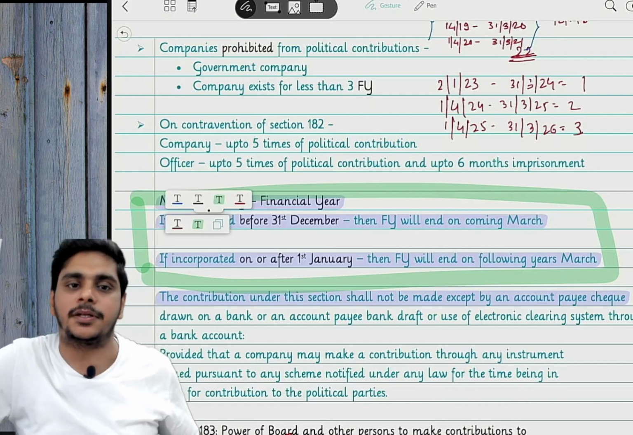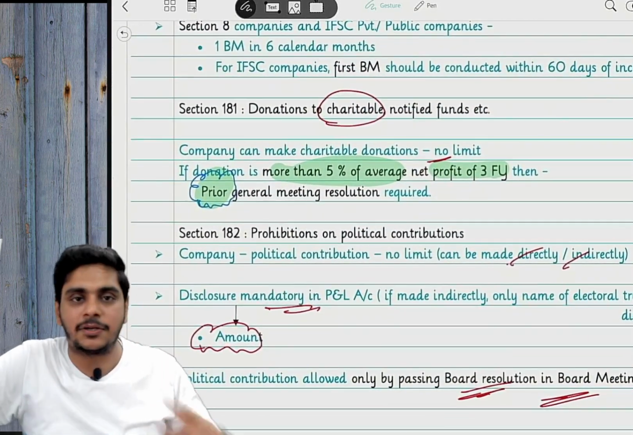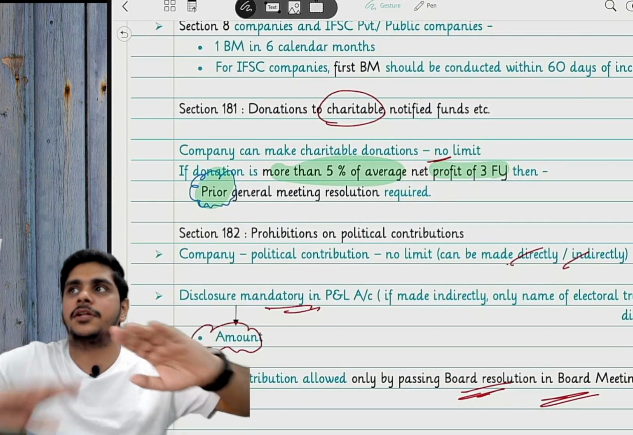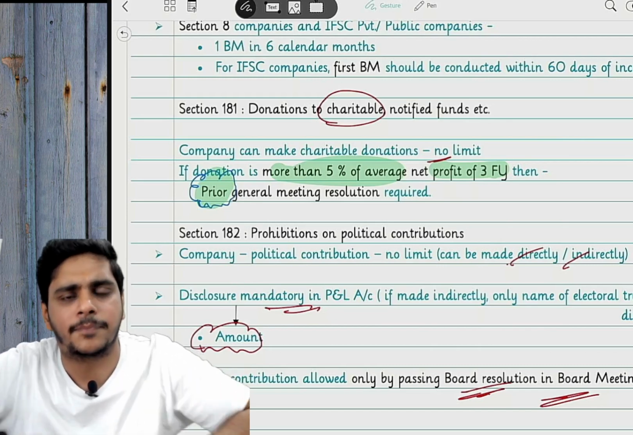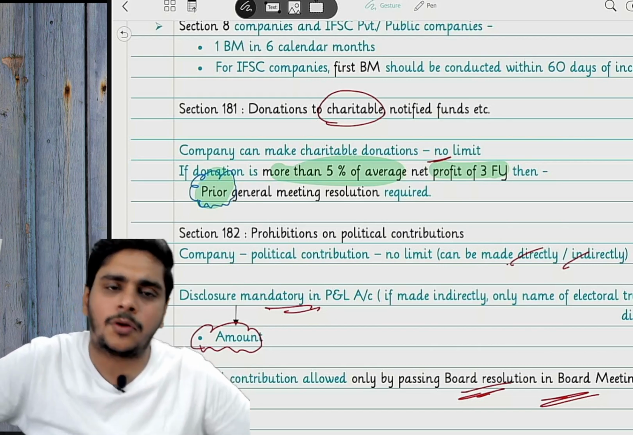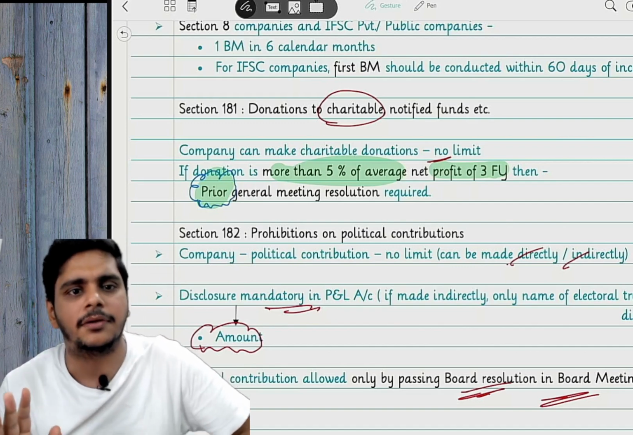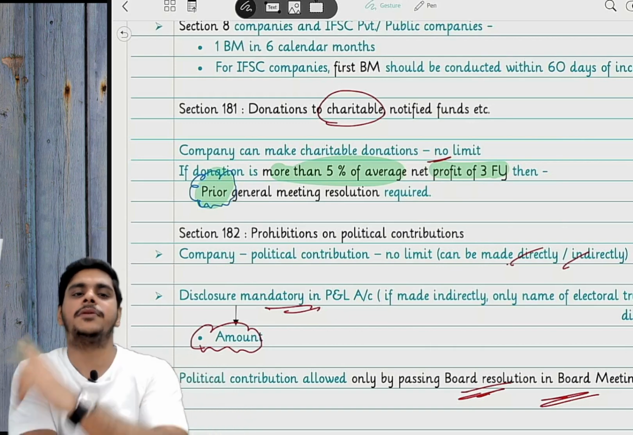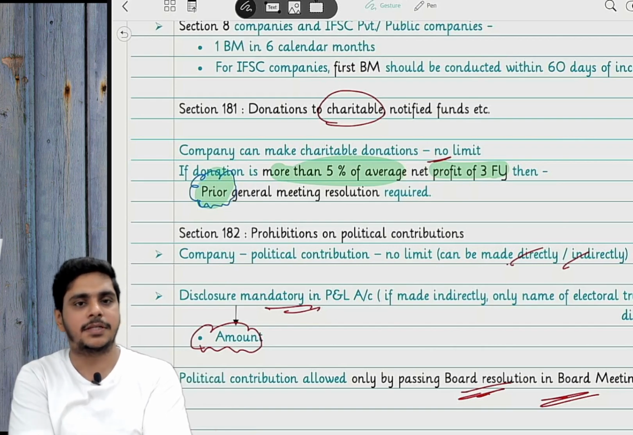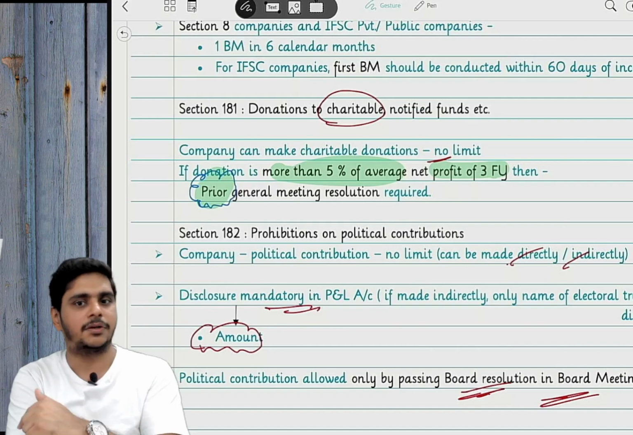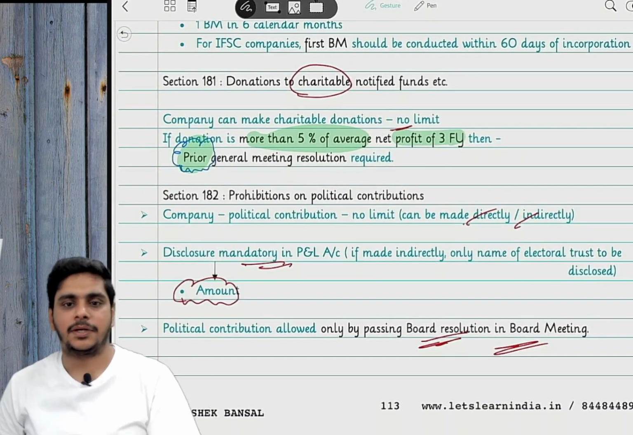Okay. So charitable contribution was 181, no limit, any amount you can do. Only if it goes beyond 5% of the average net profit, you require prior general meeting resolution. 182 political contribution is very clear. Any amount you can give, only disclosure you need to make. Two companies are prohibited. Number one, government company. Number two, company which is in existence for less than 3 financial years. That is 181 and 182. Cool. Read quickly. 181, 182. Read.